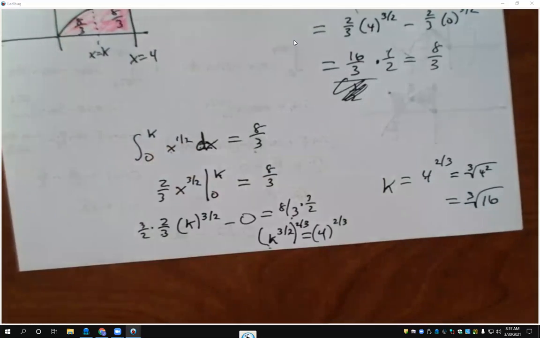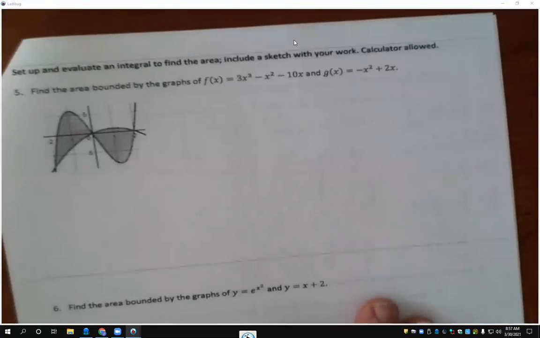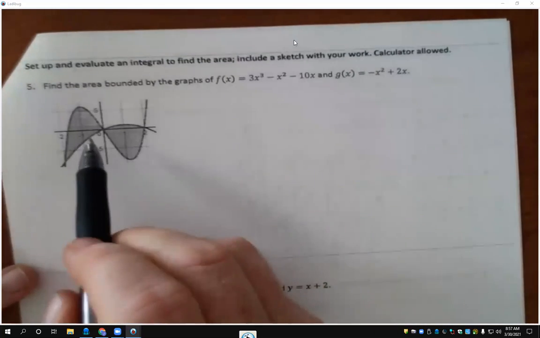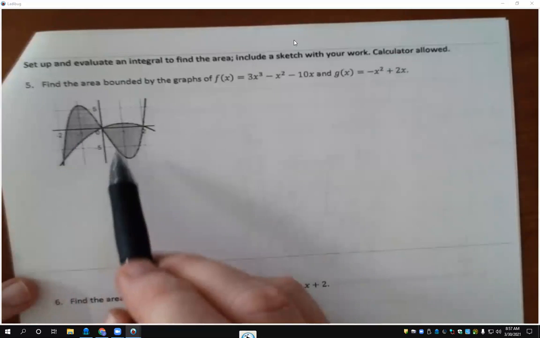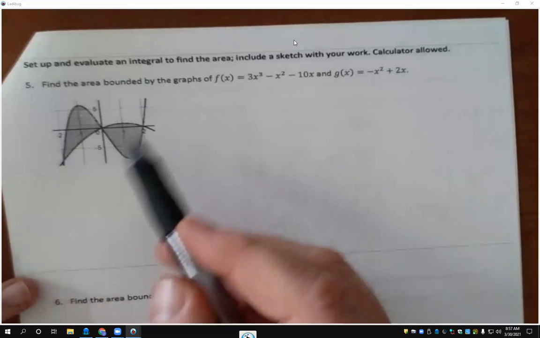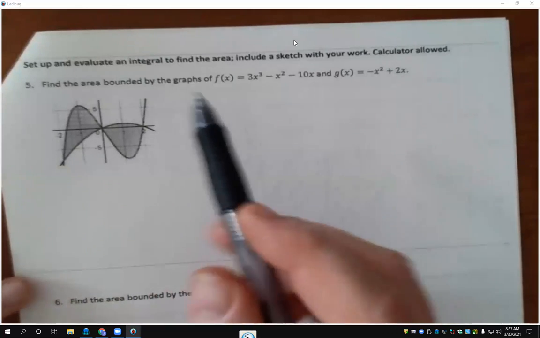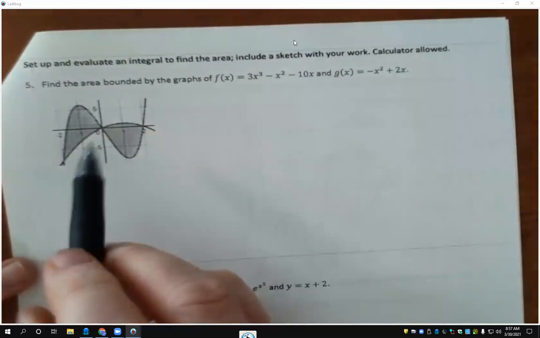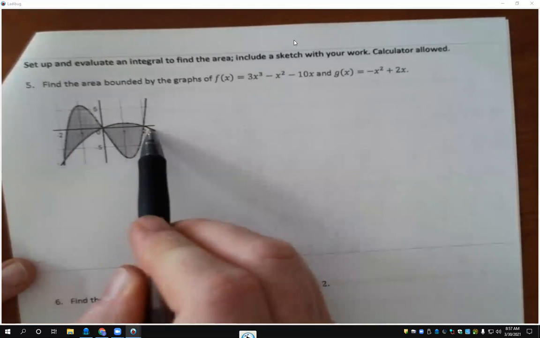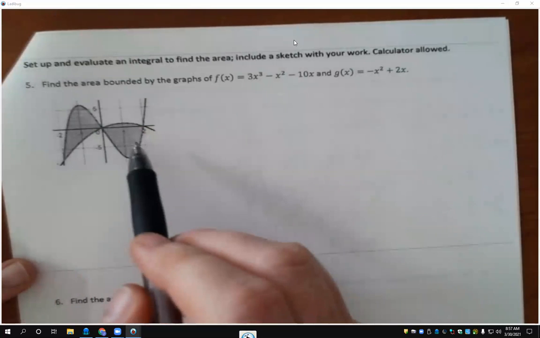All right. 5, 6, 7, and 8. I just want to point out on 5, as a reminder and a special point of interest, that when our top and bottom are switching, we can do absolute value. So we can do the absolute value of our integral, and then we only have to do 1. So we don't have to necessarily integrate from A to B and from B to C if we're switching, okay?